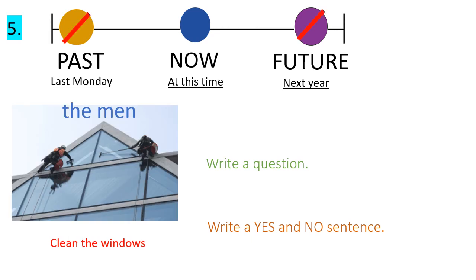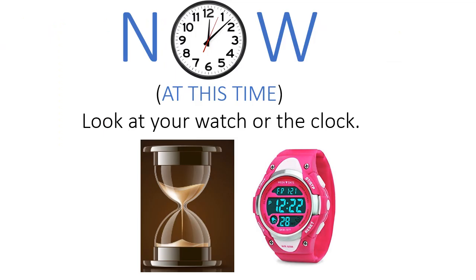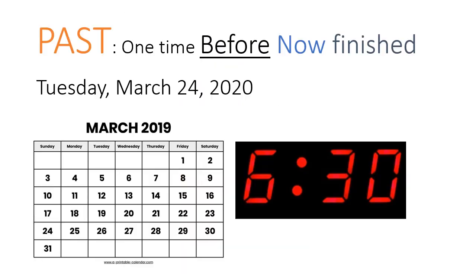And then number 5, you'll do the same thing as the previous ones. Then if you need to review what we mean by any time, here's the slide, or now, or the past, before now. So we are practicing what we learned because soon we will learn new ways to write and talk about more different times.